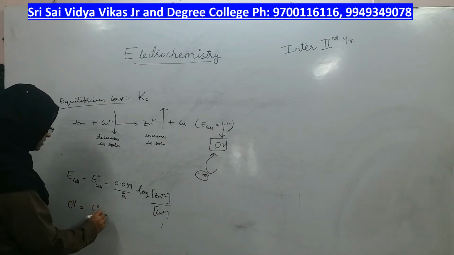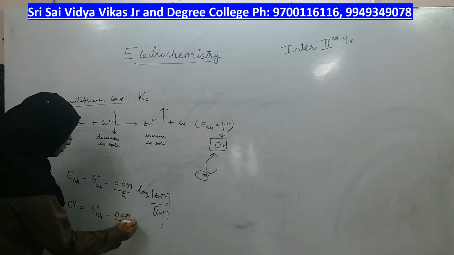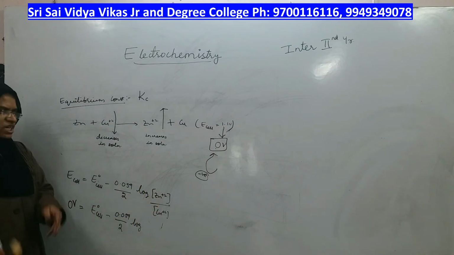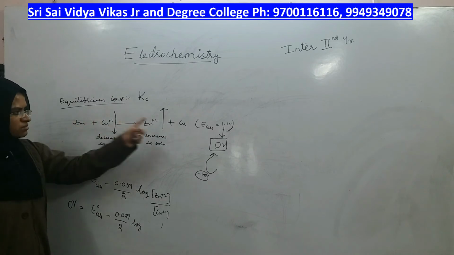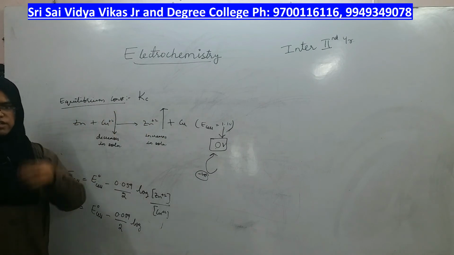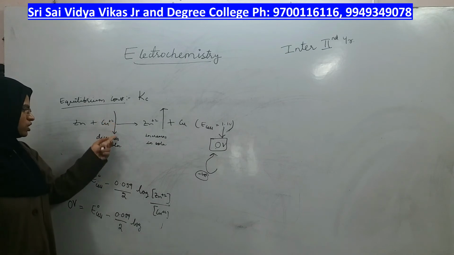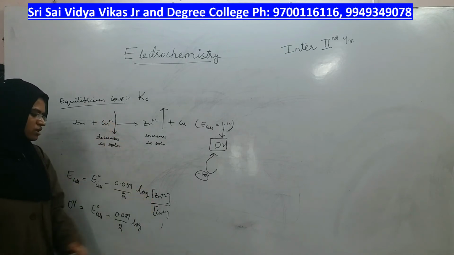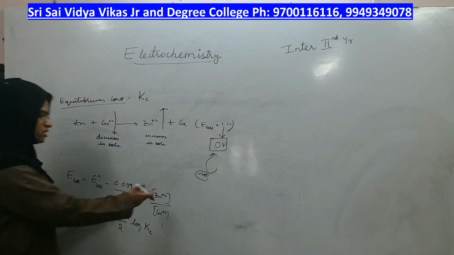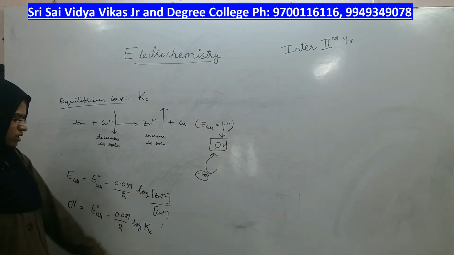E0 cell minus 0.059 by 2 log of these two concentrations are not changing. No Zn to become Zn plus 2. Is it increasing any further? It increased in the beginning, but reached a point where it no longer increases. Increases, at one point it remained same. Goes on decreasing, no further decrease at that point. So, that point is called the equilibrium constant, where there is no increase in the product concentration, there is no decrease in the reactant concentration. That point is called Kc.